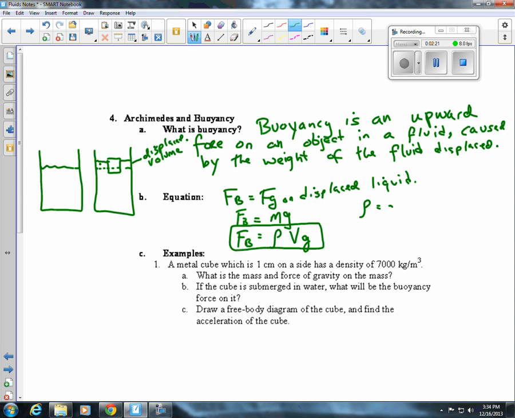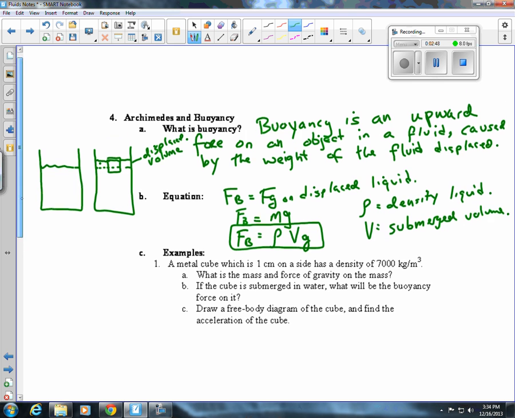So rho equals the density of the liquid that it's in. And V is the submerged volume. Okay? Because it's only the part that gets displaced, so only the part of the block that is in the water is displacing liquid, so that's the volume we have to use.